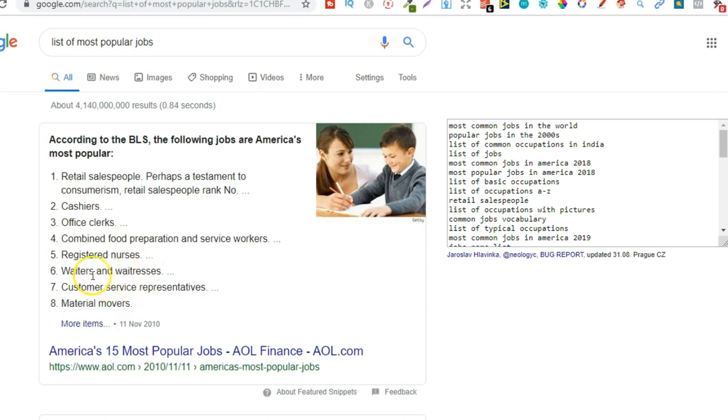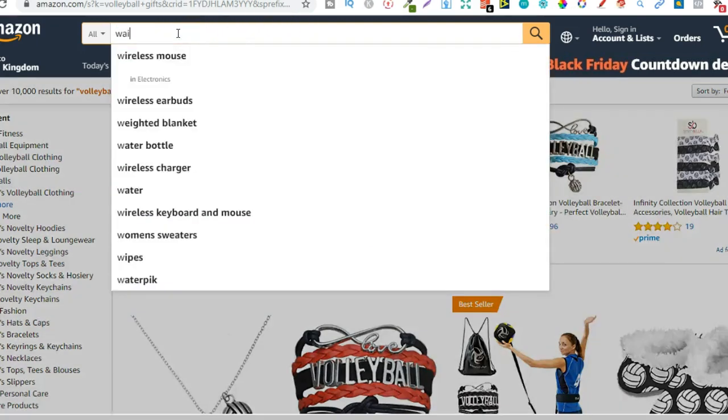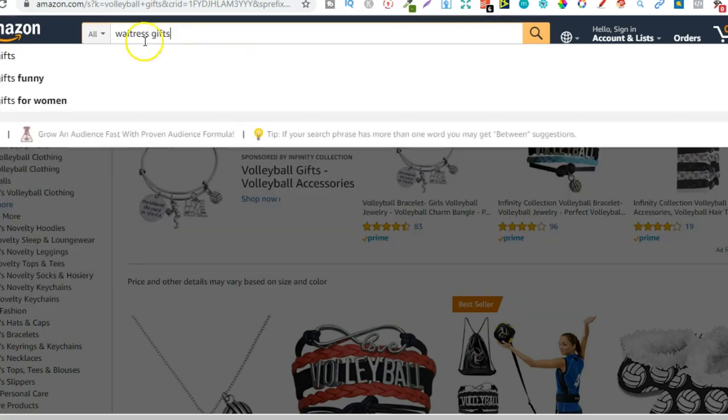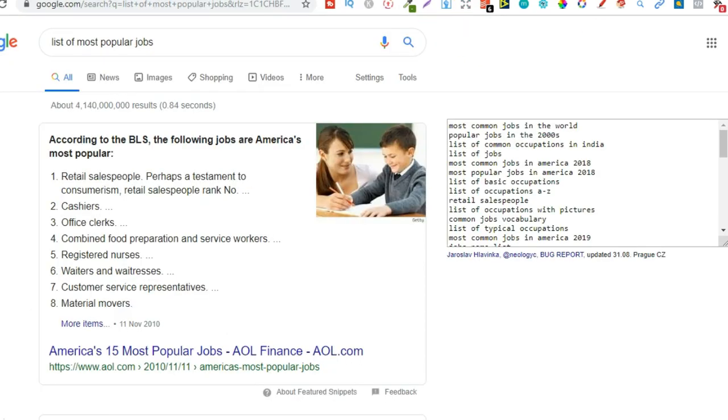So right away, let's take waitress. So let's see if that is waitress. Is that spelt right? Yeah. Gifts. So look, waitress gifts for women. Funny. So people are actually searching for waitress gifts. So you could go and create a really nice, unique, good looking notebook, journal, target these keywords and sell it as a gift idea. So the popular jobs is a real great one.